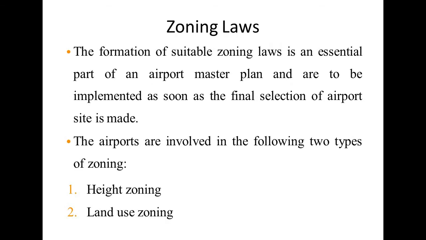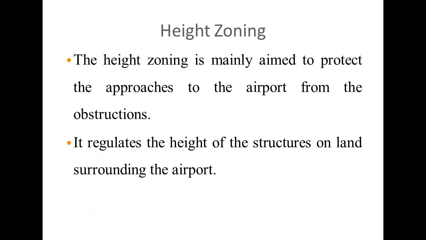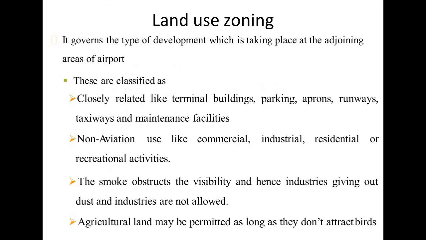Zoning laws. The formation of suitable zoning laws is an essential part of an airport master plan and is to be implemented as soon as the final selection of the airport site is made. So it involves height zoning and land use zoning. Height zoning is mainly aimed to protect the approaches to the airport from obstruction. It regulates the height of the structures on the land surrounding the airport.